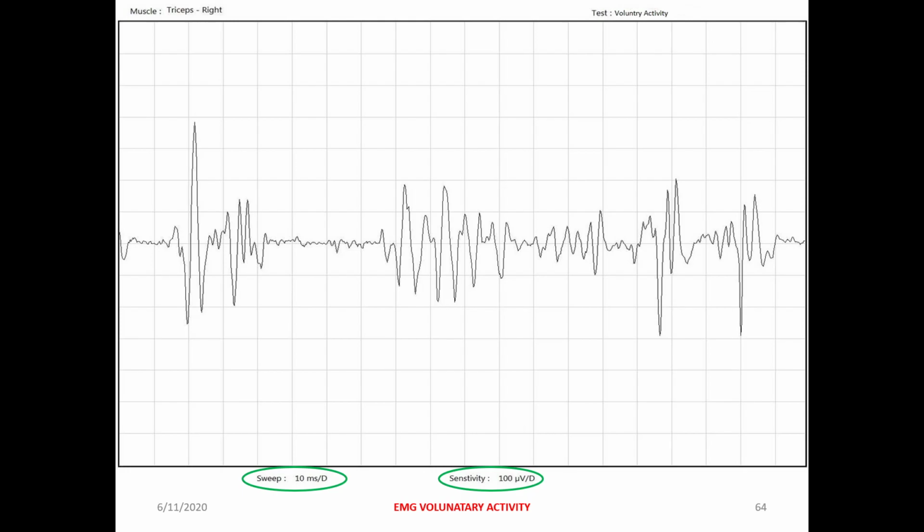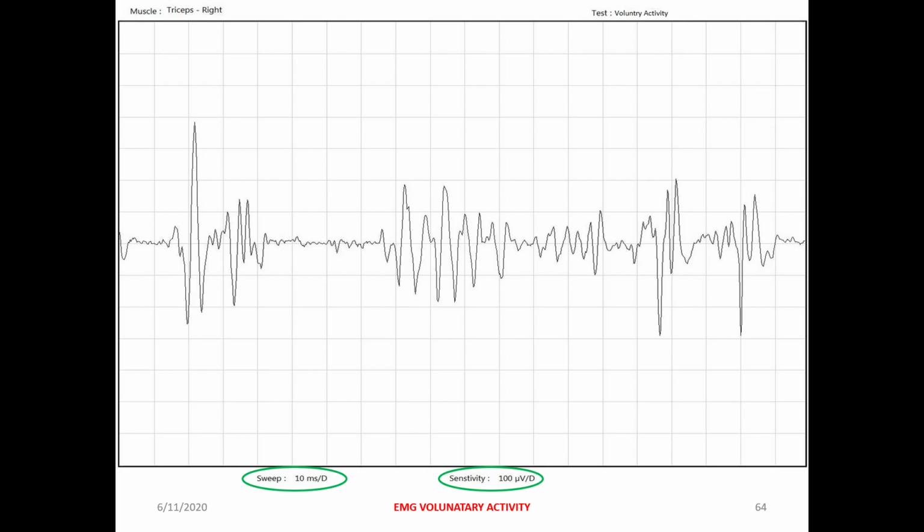Amplitude of normal MUAP will range from 100 microvolt to 2 millivolt. So definitely it is more than 100 microvolt. It falls around 650 microvolt. Clear? So it will be considered normal. This is for triceps. But when we go for facial muscles, this is for frontalis.